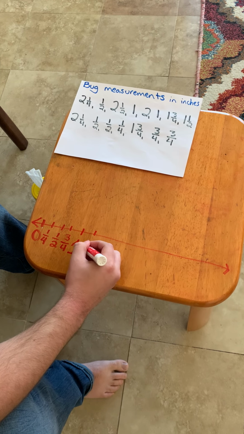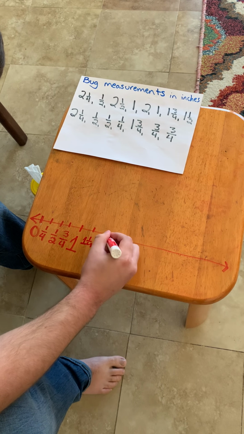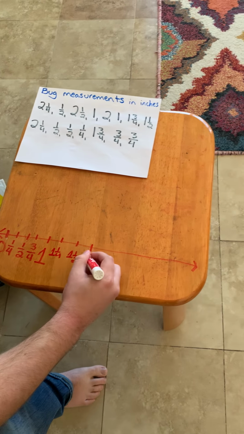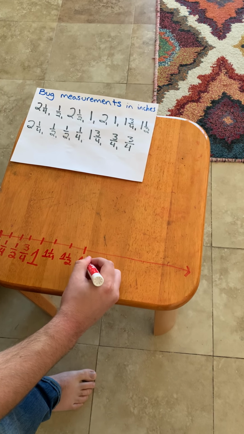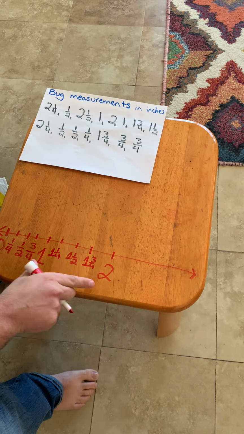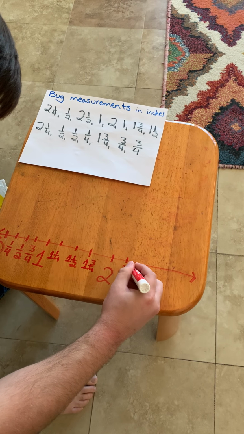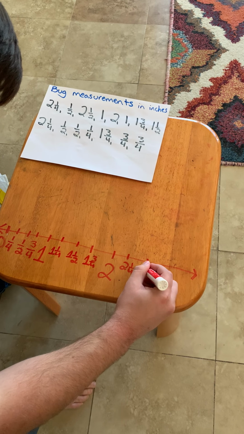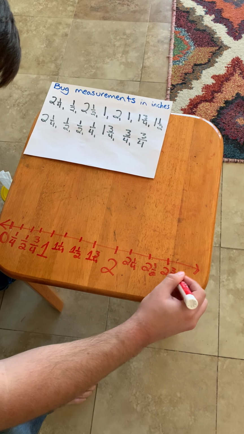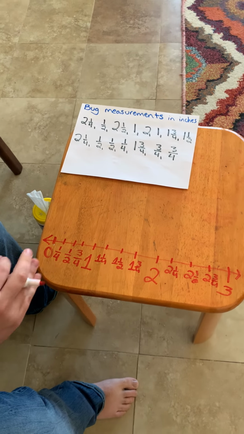So this would be 1, 1 1/4, 1 1/2, 1 3/4, 2. I'm making these numbers a little bit bigger just so that I know that they're whole numbers. 2 1/4, 2 1/2, 2 3/4, and 3. So that was kind of the hard part of this.